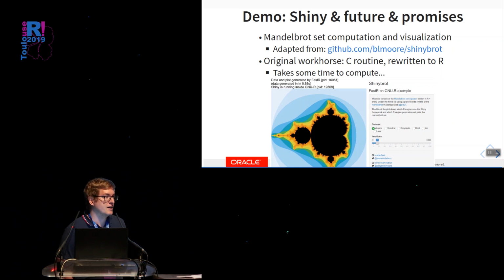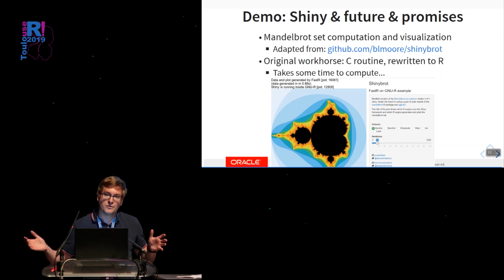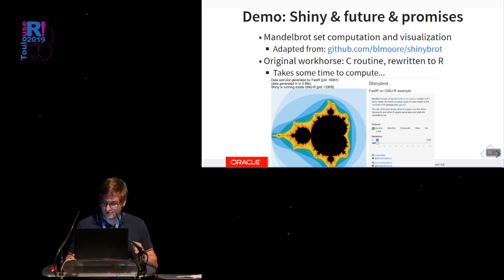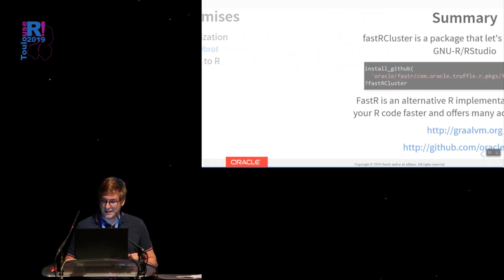If you have loopy algorithms and you are not happy about GNU-R's performance, what you can think about is using this package, FastRCluster, and offload only those loops to FastR. Make them faster, but keep the rest of your application in GNU-R and be sure that it's just going to work. Because as I said, we are working on compatibility with GNU-R. We want to be 100% compatible with GNU-R, but that's of course a long road.